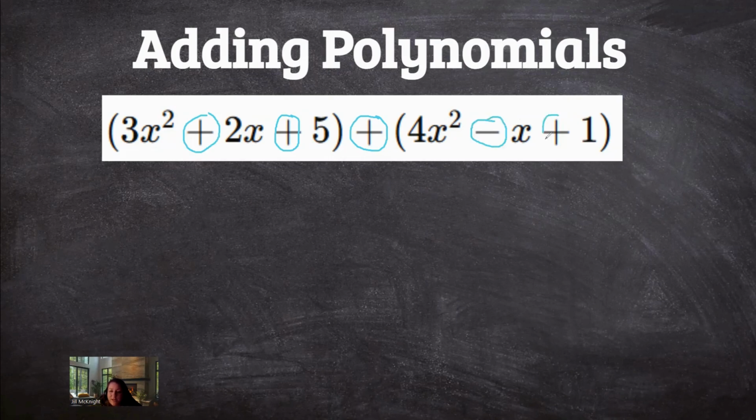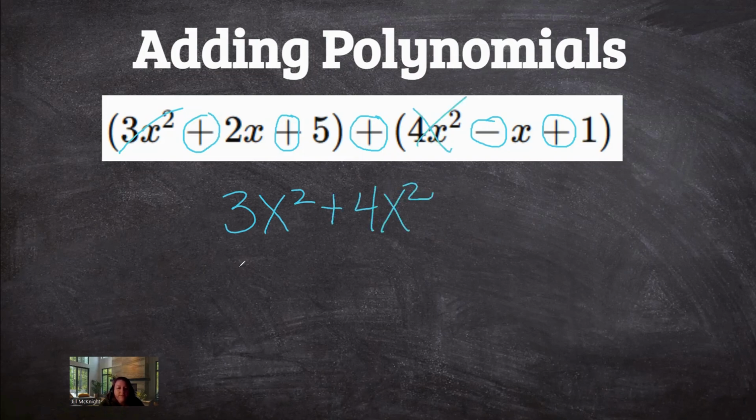And then we have subtraction and addition here. So since we have addition between, there's no multiplication other than the coefficients with each x. We can just get rid of those parentheses and we can reorder it so that the x squareds are together, the x's are together, and the constants are together. So first of all, we're going to have 3x squared. So got that. Plus 4x squared. We got that.